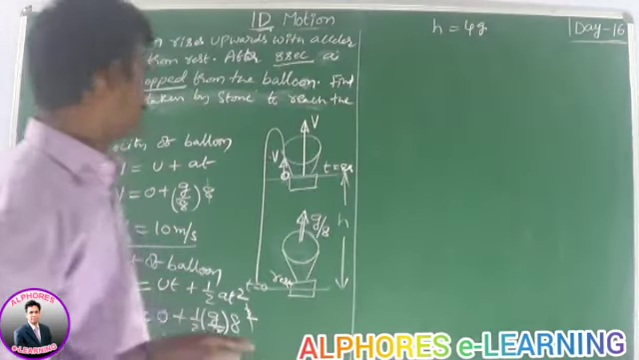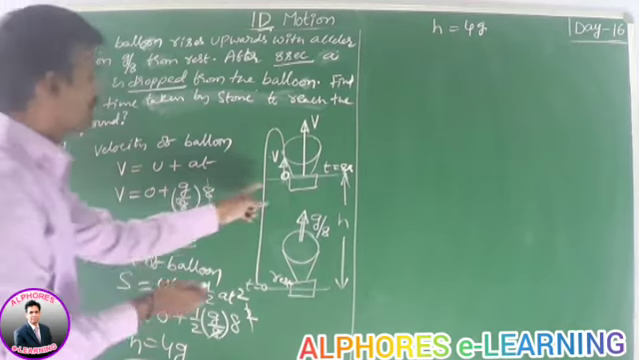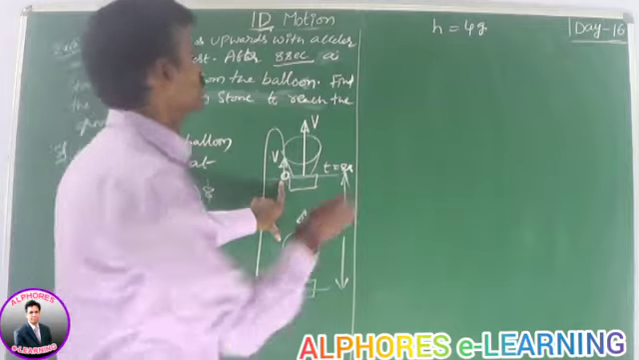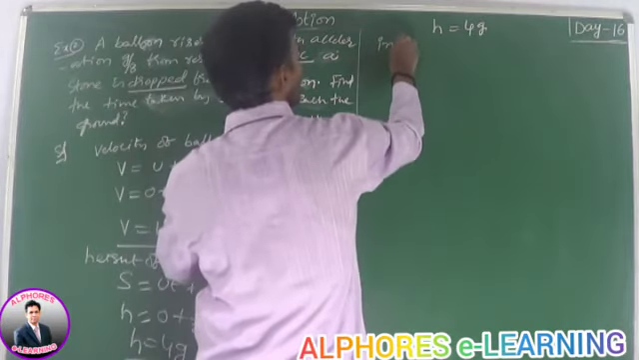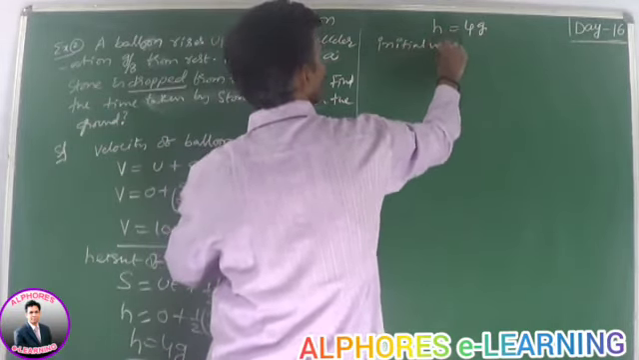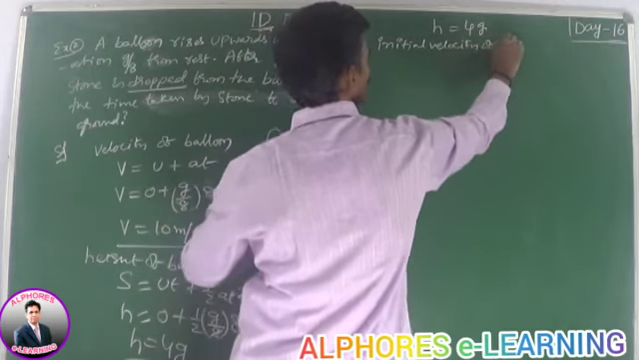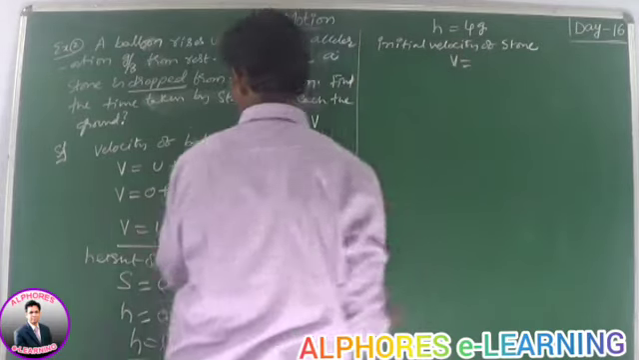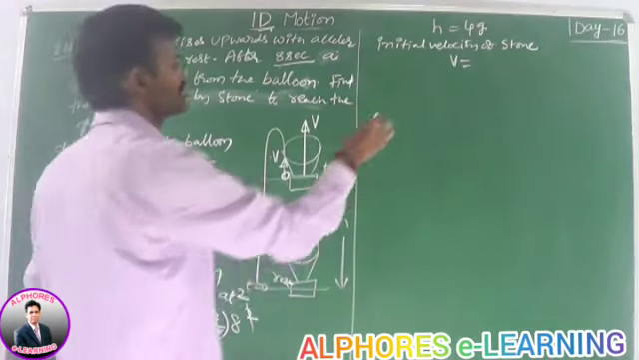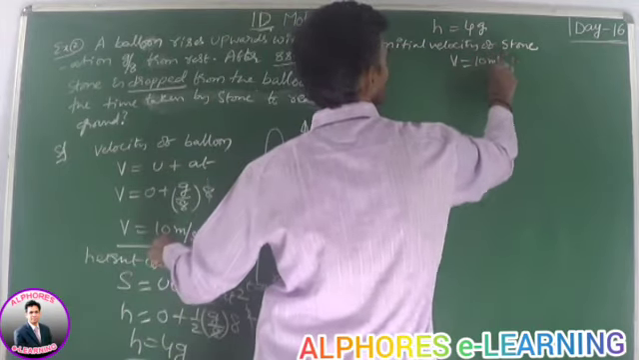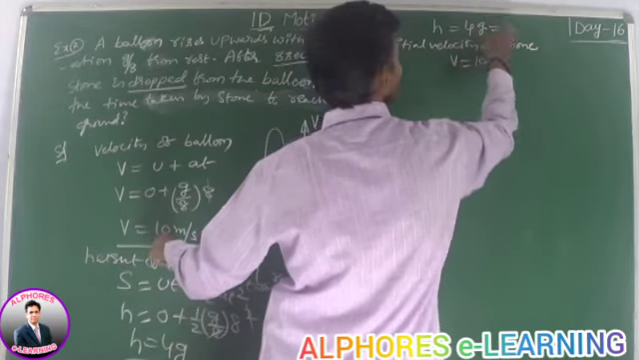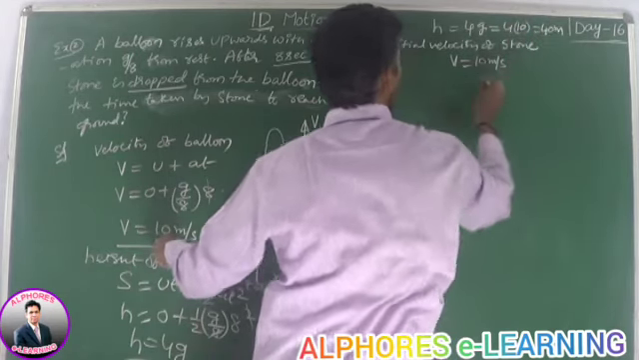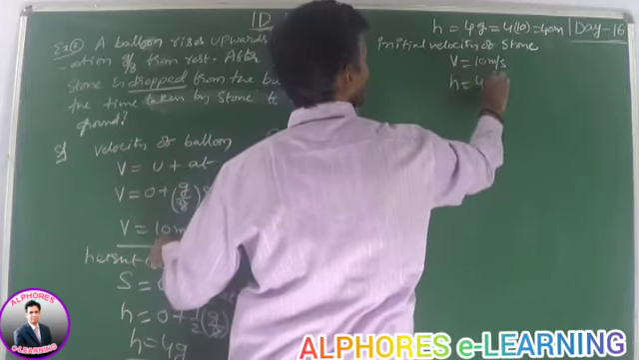Next, I want to discuss the stone. This stone has initial velocity and height. So the initial velocity of the stone is v, I already calculated, 10 meter per second, and this height 4g is 4 into 10, that is 40 meters. So the height of the balloon is 40 meters.